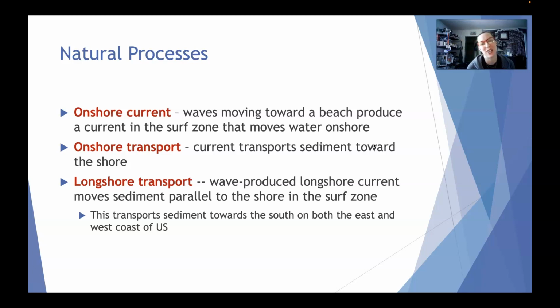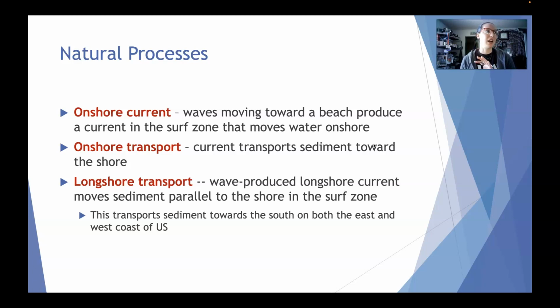The next process here is the longshore transport. That's when there's a wave-produced longshore current that moves sediment parallel to the shore within the surf zone. And oddly enough, this is a process where the transport is towards the south on both the east and the west coast of the US, which I thought was an interesting piece of information. So it's not like there's a transport towards the north on the east coast and towards the south on the west coast. It's actually, oddly enough, both, which is kind of fascinating to me.